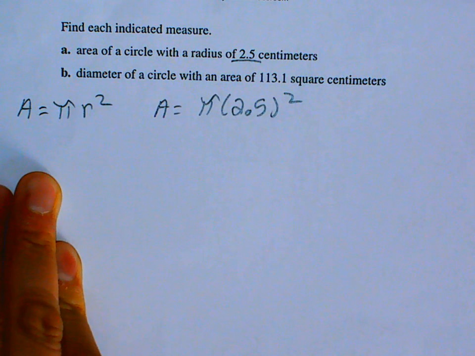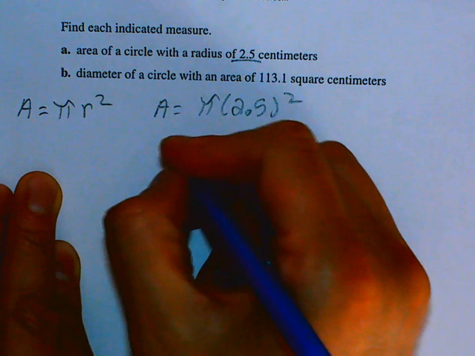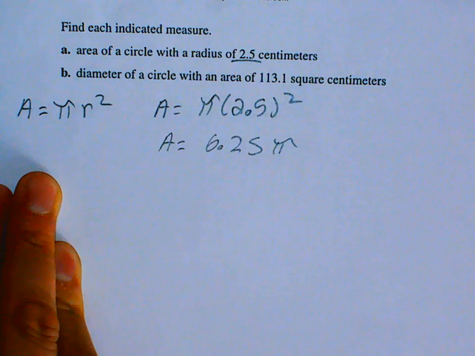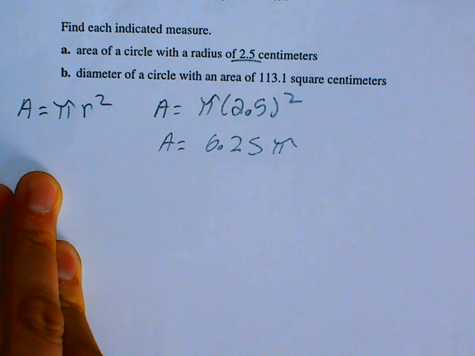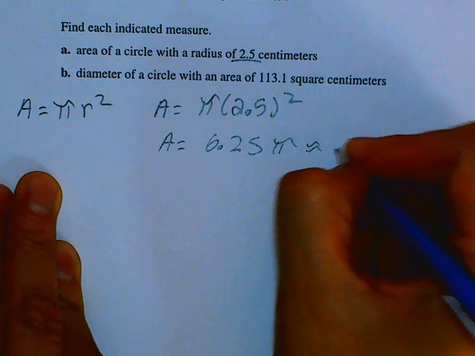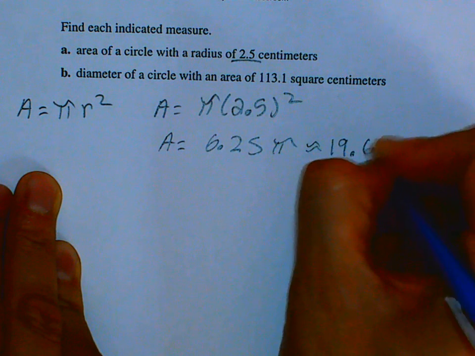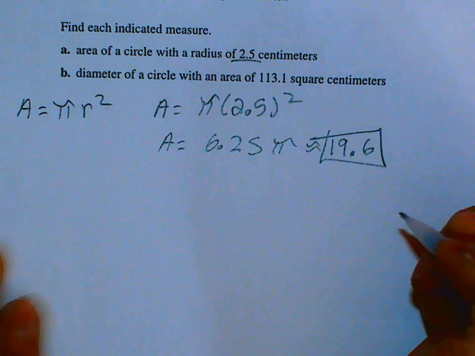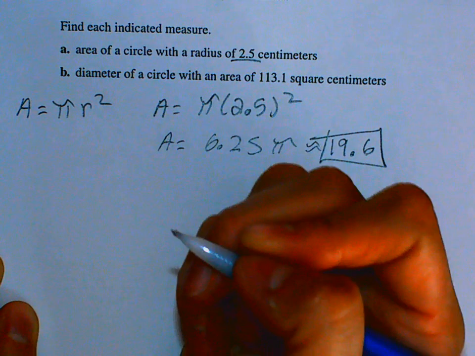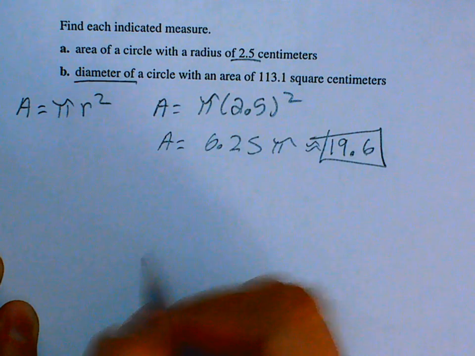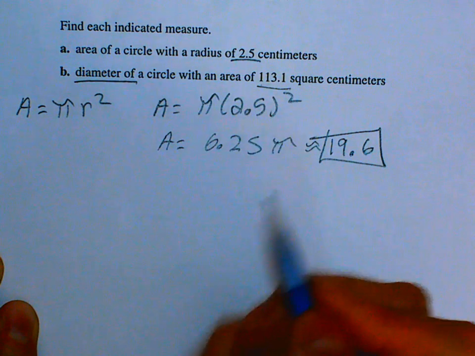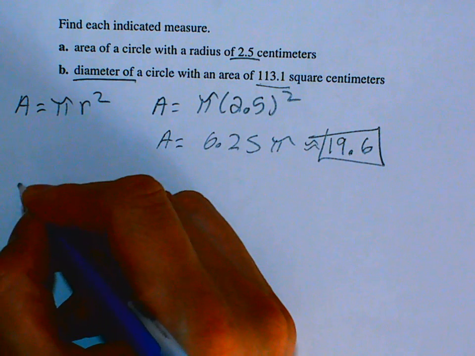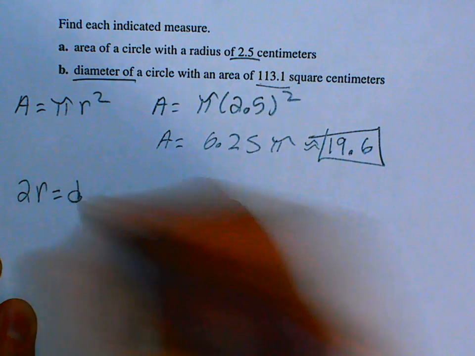Now, if you put this in the calculator, 2.5 quantity squared, this is going to be 6.25 times pi. Okay, so it's approximately 19.6. Now, they want to know the diameter of a circle with an area of 113 square centimeters. So I'm going to find the radius and then just double it because we know that 2 times the radius is equal to the diameter.